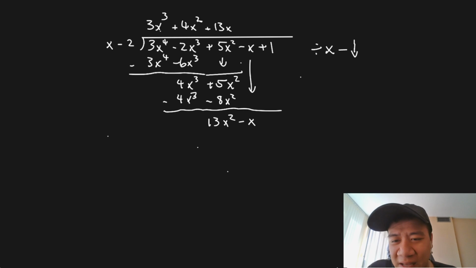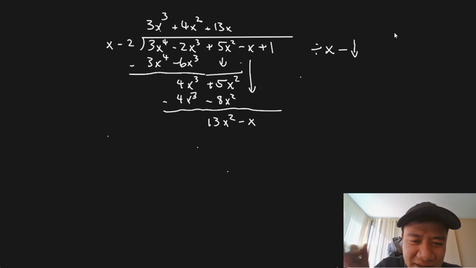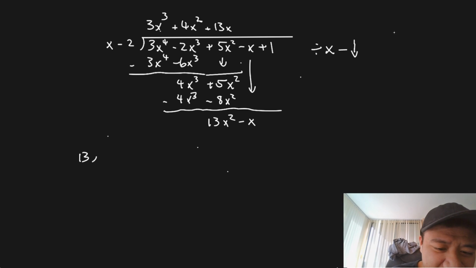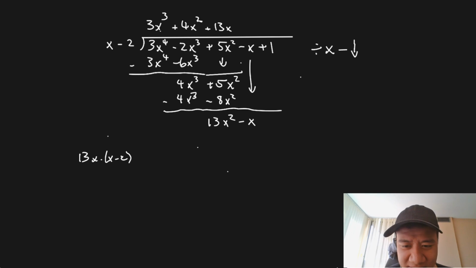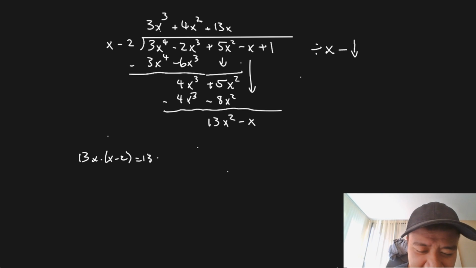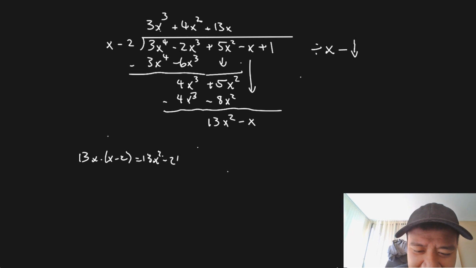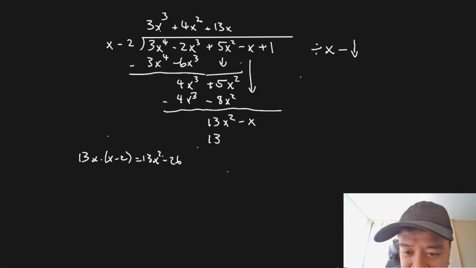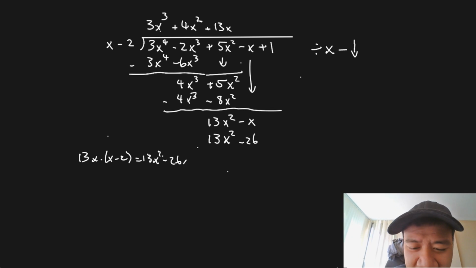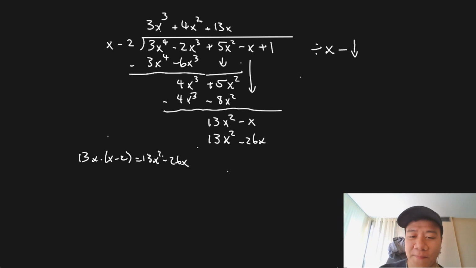Okay, and then when we multiply, 13x times x minus 2, 13x times x is 13x squared, and then 13x times negative 2 is negative 26. So 13x squared minus 26. Oh, forgot the x.